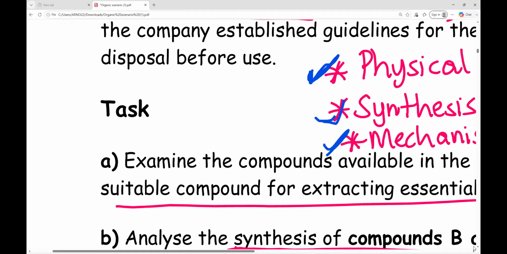You can start with synthesis, and in this question, for simplicity, we are going to start with synthesis. Why do we start with synthesis? So that we can know compounds B and C plus A, so that we know these compounds we are dealing with clearly. That's why we are starting with synthesis. It doesn't matter, you can start with anything.